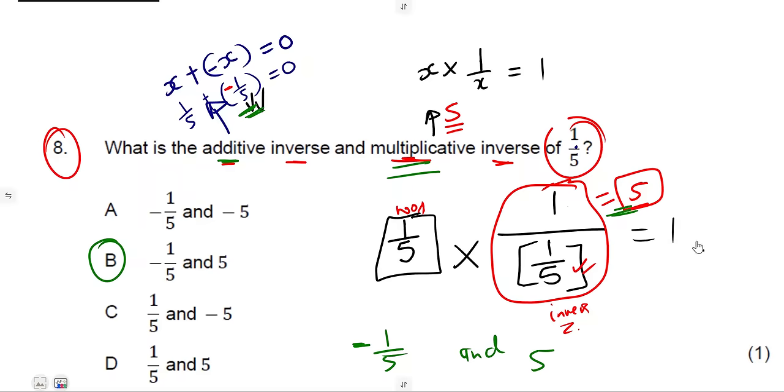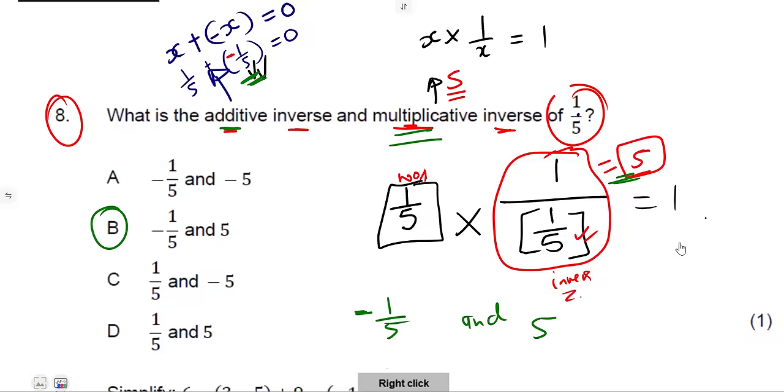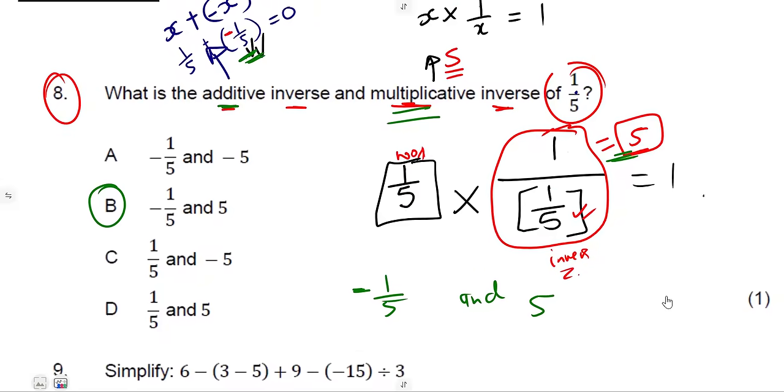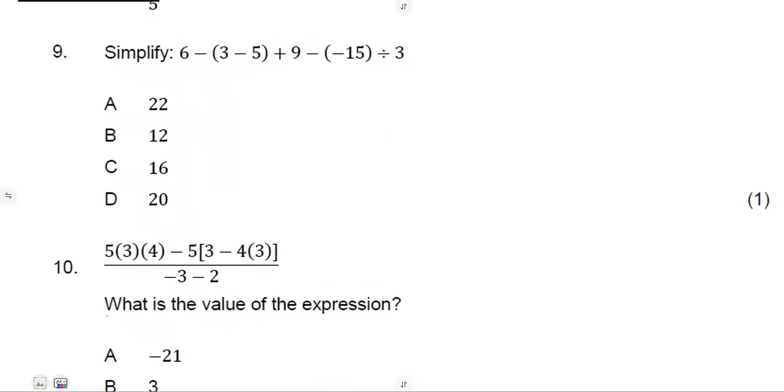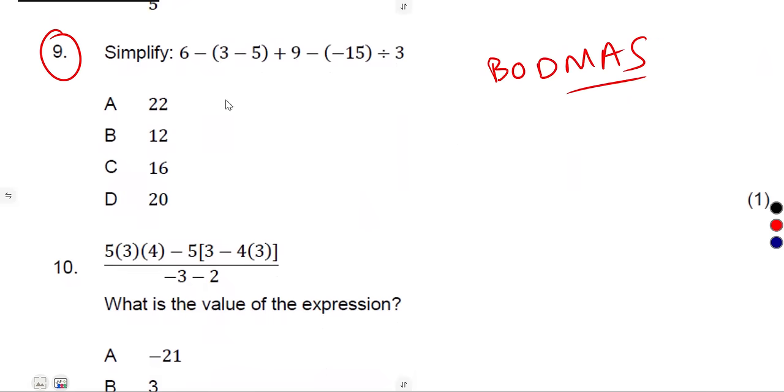So these are the typical questions that you might be given. That was it on number 8. Let's consider question number 9. Simplify. There we are simply going to apply our BODMAS, guys. Where there are brackets, apply those. Some use BOMDAS, one and the same. Brackets. There is a bracket here.